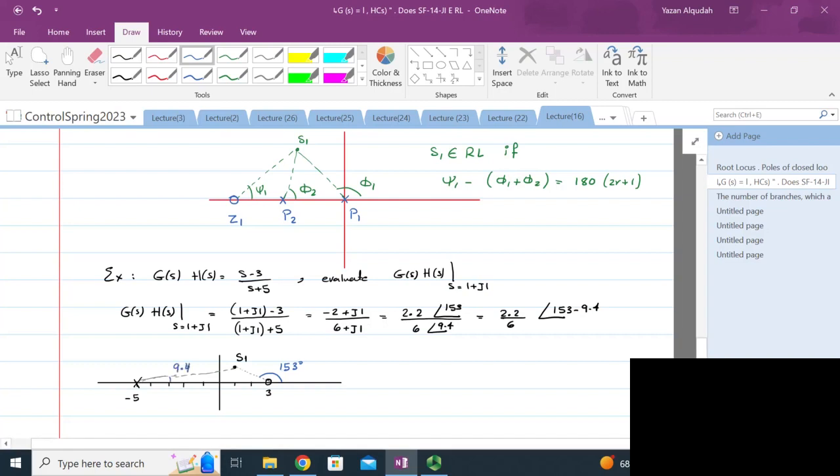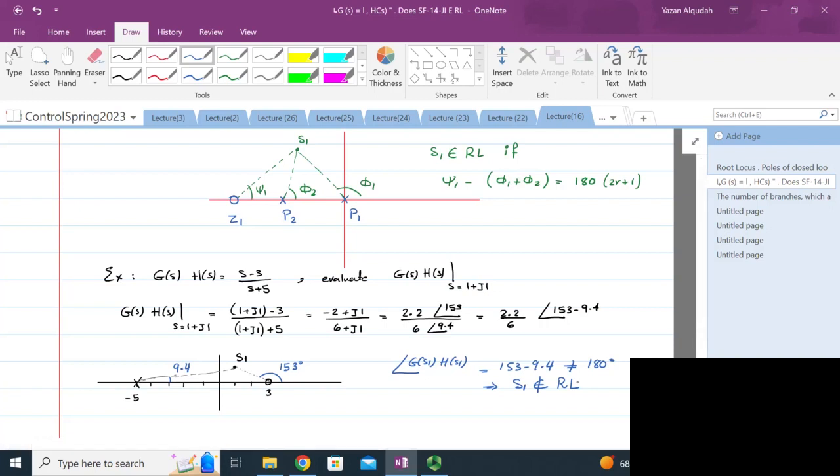So therefore, if I do the angle criteria, what is the angle of G of S1 multiplied by H of S1 equal to? I'm going to take the angle to the zero, 153, minus the angle to the pole, which is 9.4. This does not equal 180 degrees. Therefore, S1 does not belong to the root locus. Is that clear, everybody? Go ahead.